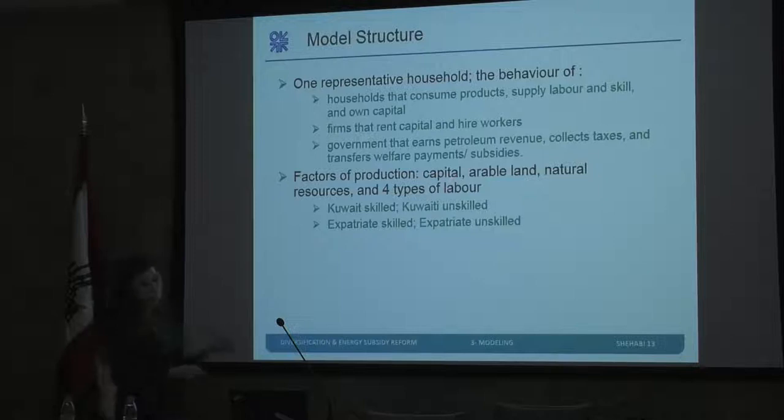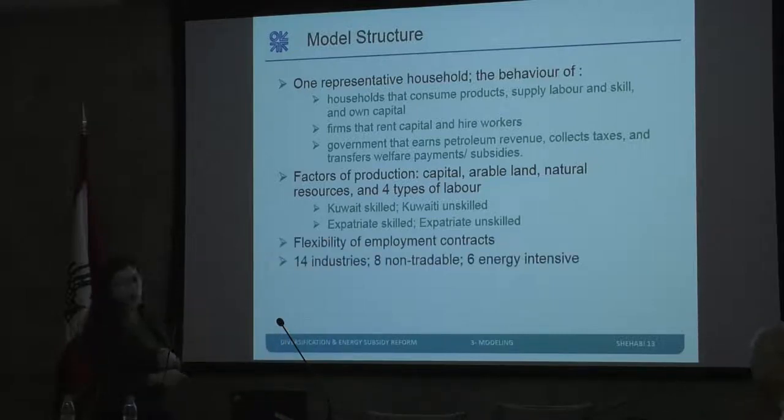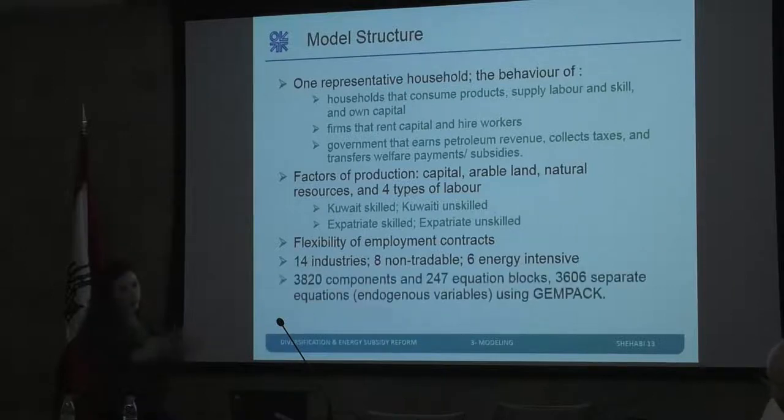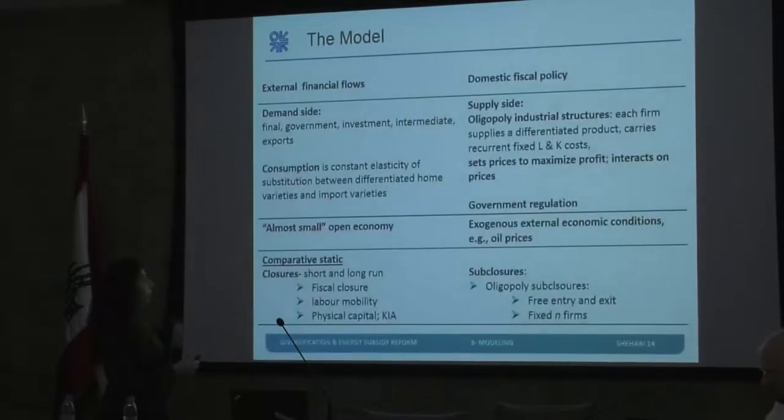For factors of production, there's standard capital, arable land, natural resource, and labor, but in this model, I've taken labor and split it out between expatriate and Kuwaiti, and then I've taken a second layer and split them between skilled and unskilled for each. And then the flexibility of employment contracts for the expatriate workers is represented. And then finally, the number of industries is aggregated throughout the economy to 14. And in case anybody wants to know about the equation blocks, it's been done through a software called GEMPACK. This is pretty much the model.